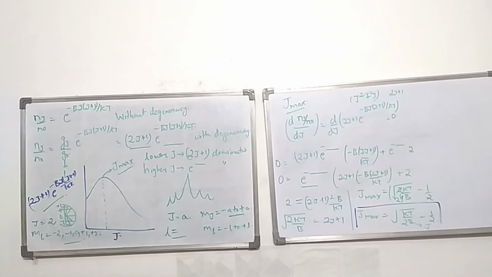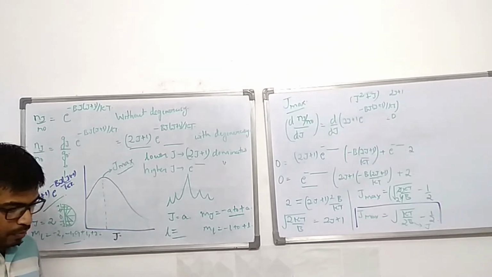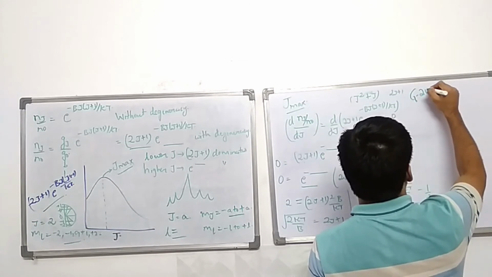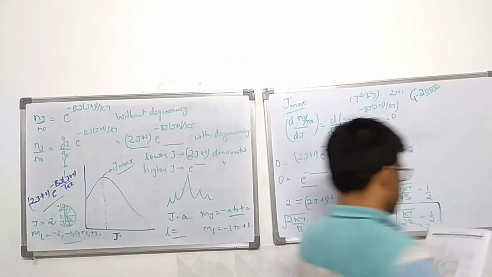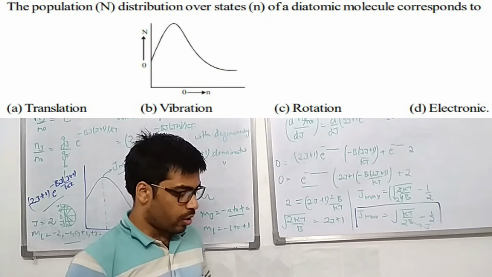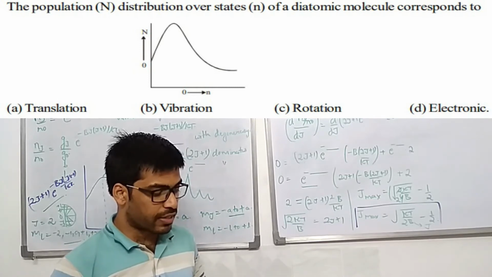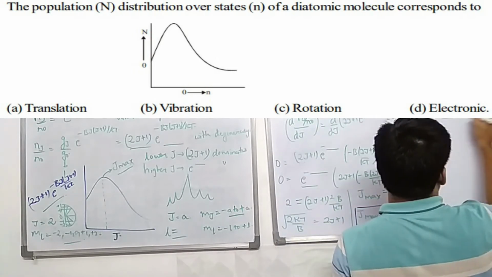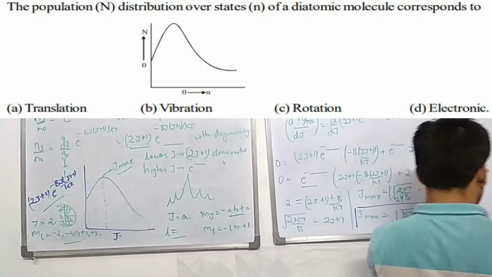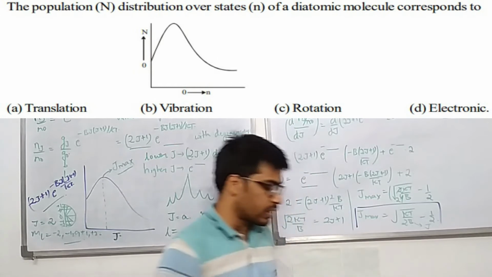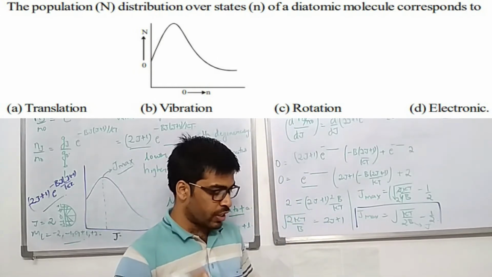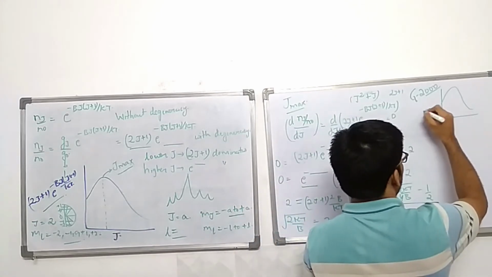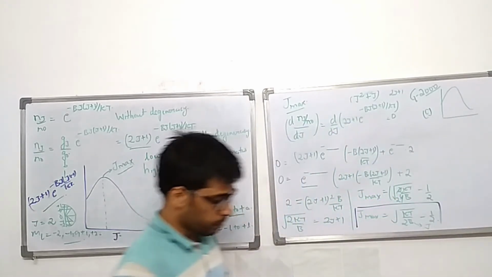The first question we have is from GATE 2000. And the question says the population n distribution over states n of a diatomic molecule corresponds to, and you have been given a plot like this, and you have been asked which energy levels these correspond to: translation, vibration, rotation, or electronic. Now we know this is the case of rotation, which is option number C.